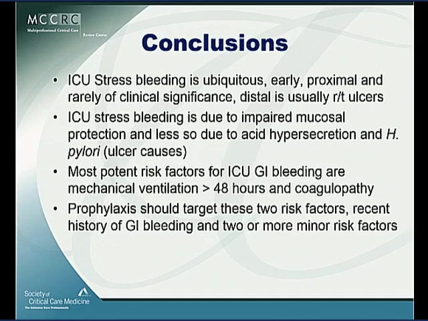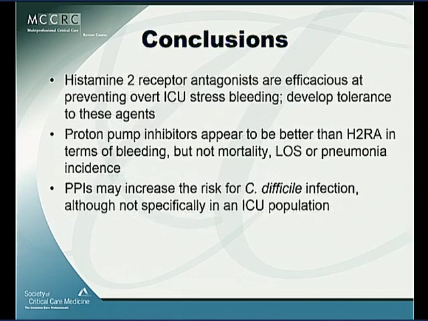So stress bleeding, very common at some level, but really generally subclinical. Early proximal, really rarely of clinical significance. Distal, usually related to ulcers. ICU stress bleeding is an ischemia, impaired mucosal barrier issue, less so due to acid secretion and H. pylori. Once again, the most potent risk factors for upper GI bleeding in the ICU are mechanical ventilation greater than 48 hours. Second is coagulopathy. Therefore, prophylaxis should target those with those risk factors and a recent risk of GI bleeding as well.